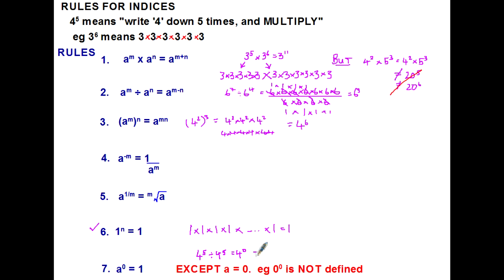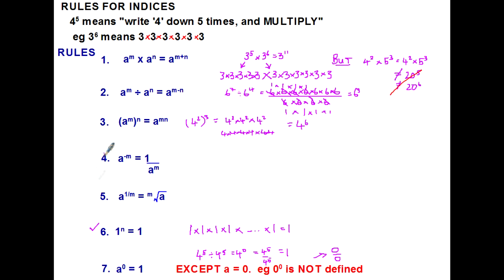But 4 to the power of 5 divided by 4 to the power of 5 is a number divided by itself. And whenever we get a number divided by itself, then the answer is 1. But not 0. 0 to the power of 0 means 0 divided by 0. And we cannot divide by 0, so we say 0 to the power of 0 is not defined.